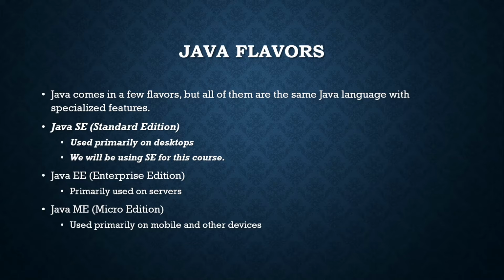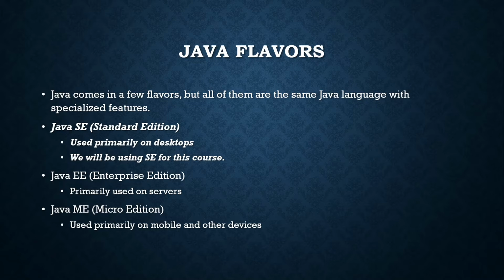The other thing you need to know is that Java comes in some different flavors. They're all still Java, but they all have different kinds of support systems to go with them. Specialized features. So Java SE is Java Standard Edition. That's the edition that we use primarily on desktop computers. It's also used on some servers sometimes in other places, but generally it's primarily used for desktop computers. We're going to be using SE for this course. So when we go to look for our Java program, we're going to get Java SE, the Standard Edition.